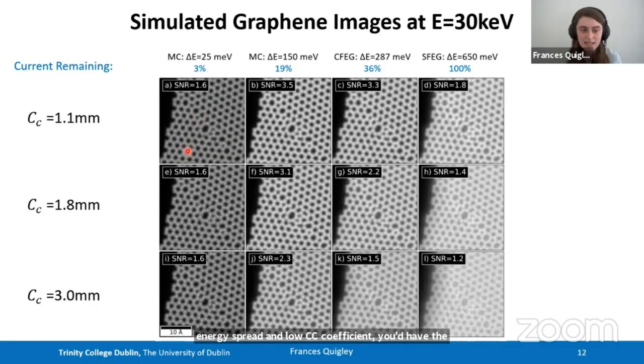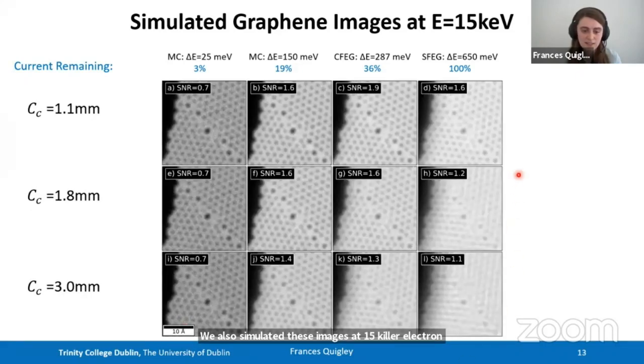And this isn't exactly the case because, as I said previously, the more you monochromate your beam, the more the current reduces. So you can see here, you do have to strike a balance between the energy spread and the current reduction. We also simulated these images at 15 kilo electron volts, and you see that they follow a similar trend, except that the images in general look slightly worse, because you're at a lower electron energy and chromatic aberration is going to have a somewhat larger effect.